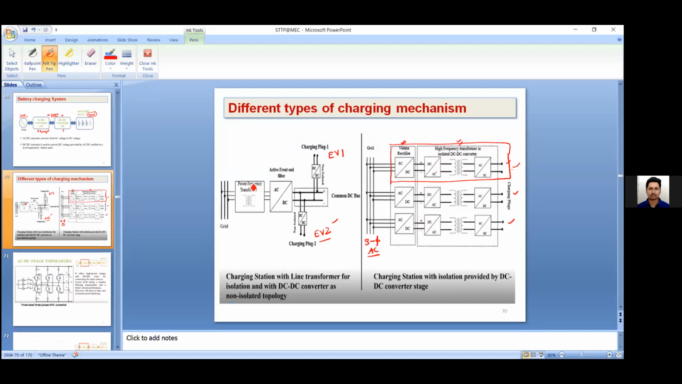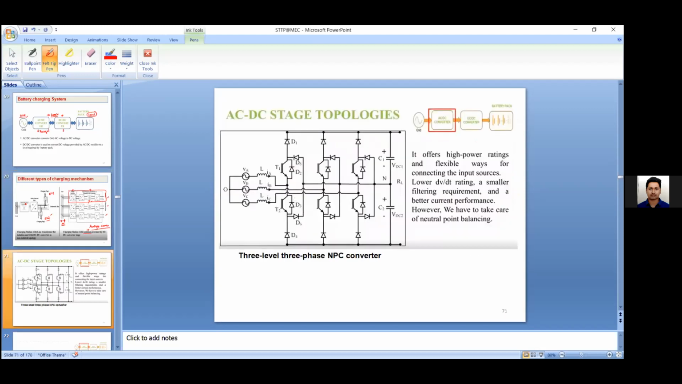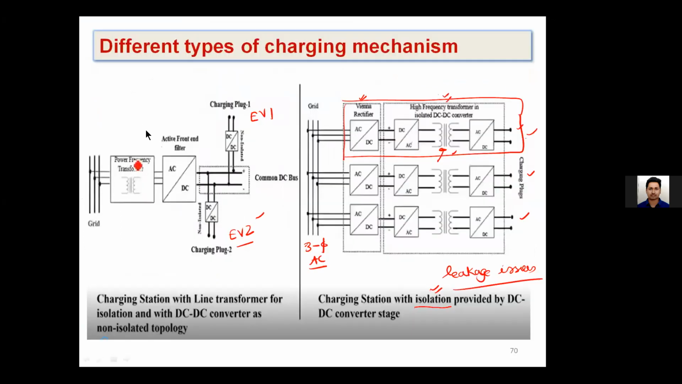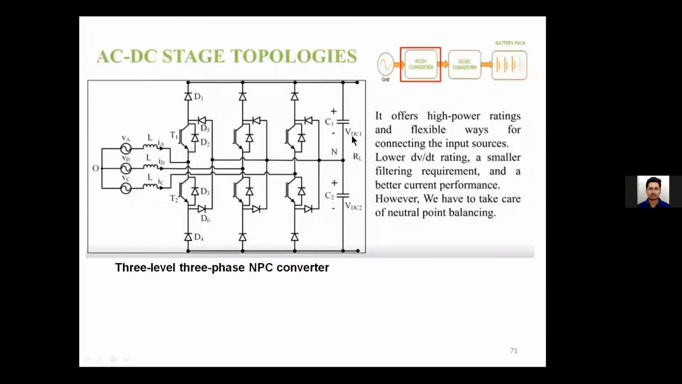Why we are using this high frequency transformer is for isolation. Isolation is sometimes very important whenever we are dealing with high voltages, so that there will be no leakage issues. Anyhow, that's somewhat related to the PV panels and other things. So coming to this, the first thing we require is AC to DC conversion, which is possible by this particular configuration.